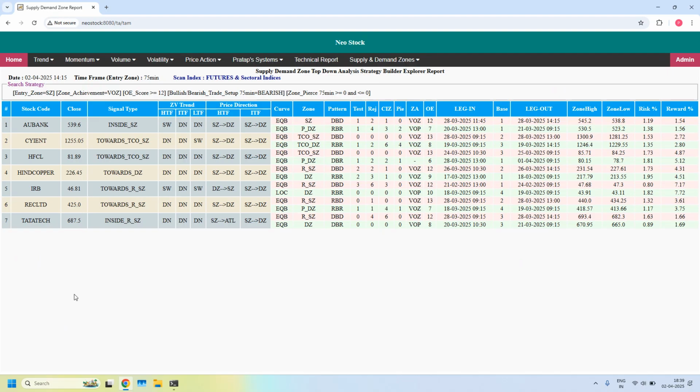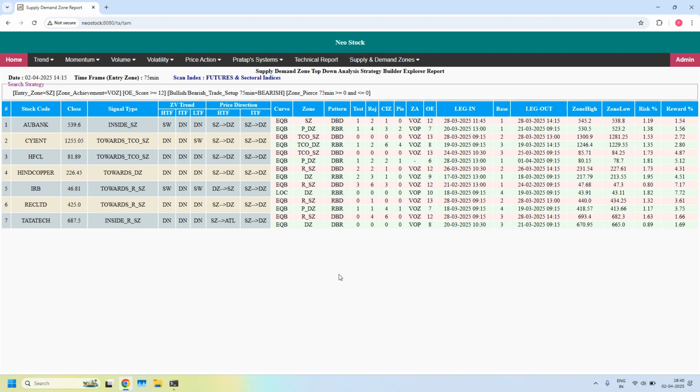Out of these, all 7 are supporting a bearish trade setup for a weekly income trade. The entry time frame zones are 75-minute supply zones, and we have 7 of them available. Out of these 7, how many have an even higher probability of success? That we will filter based on the supply zone confluence.